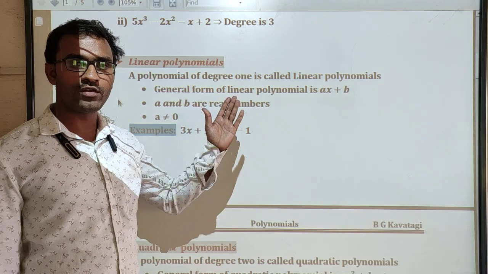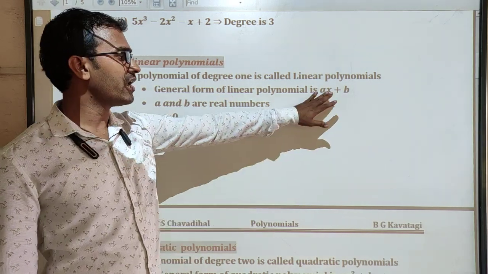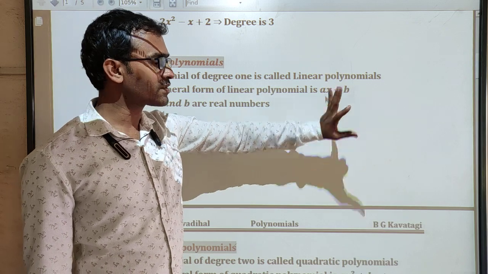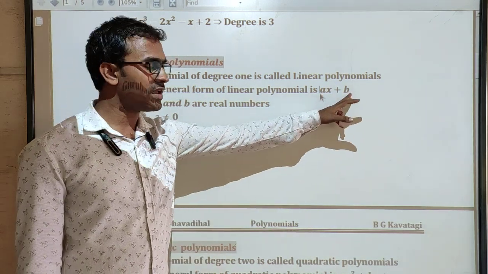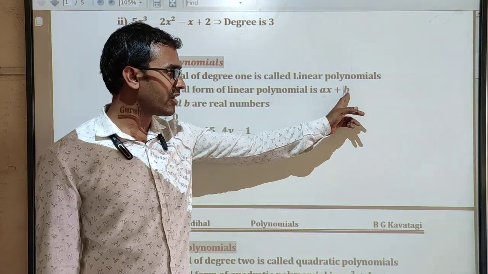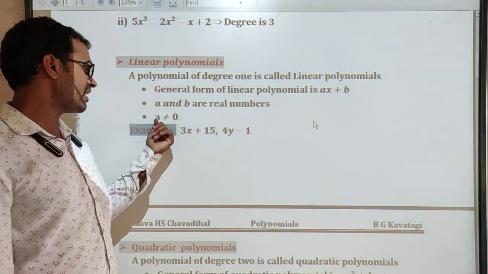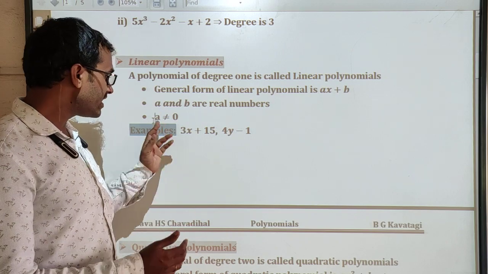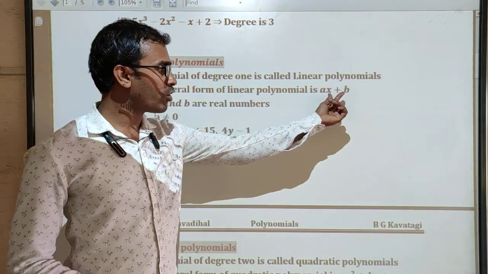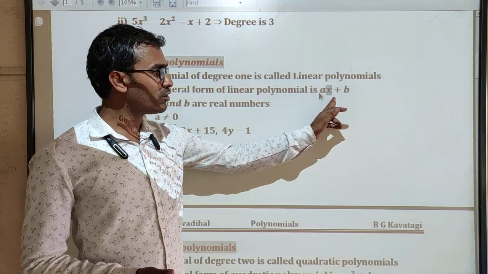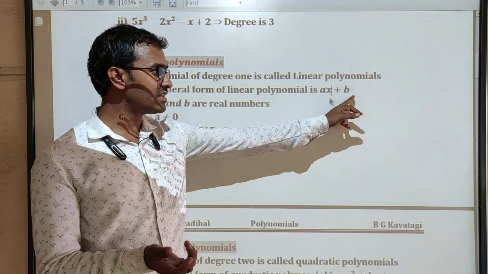The general form of a linear polynomial is ax plus b, where a and b are real numbers and a is not equal to 0. That is the condition: a is not equal to 0. In case a equals 0, this linear polynomial becomes a constant, because 0 into x equals 0, and it means b is a real number.